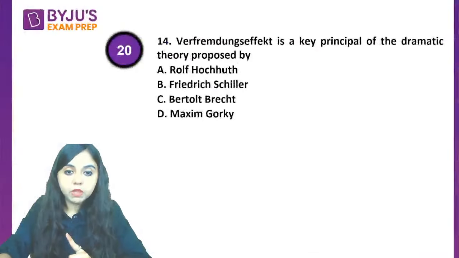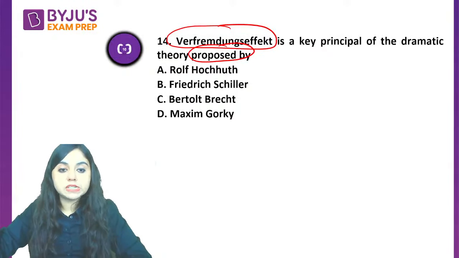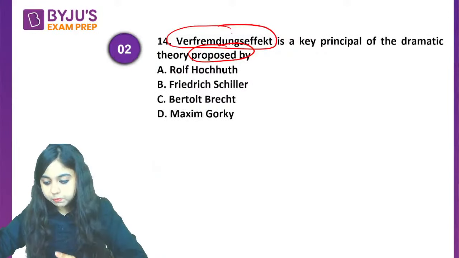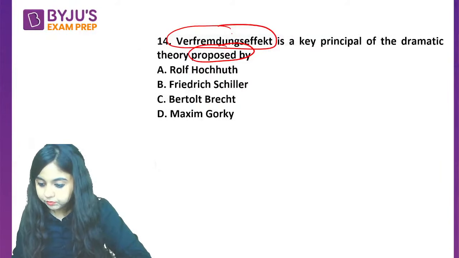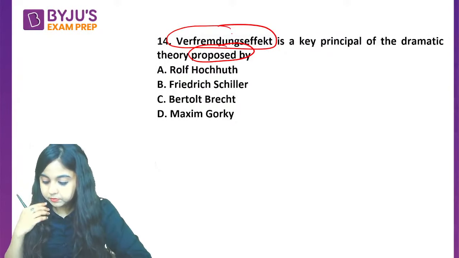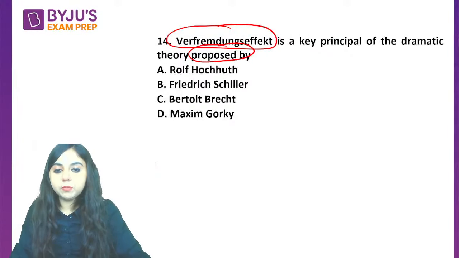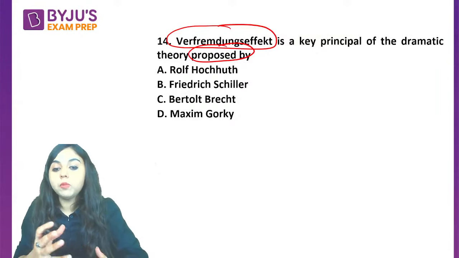Please remember that. Okay, very simple question: the alienation effect is the key principle of the dramatic theory proposed by the social, political drama of the 20th century, which is socially purposive. This is, of course, important. Let's see how many of you are able to answer this question correctly. Yes, absolutely right. This is the right answer. Please keep in mind that these kinds of questions are really simple. So Bertolt Brecht, the Brechtian idea, the V effect that we're talking about. What is Brecht trying to talk about?